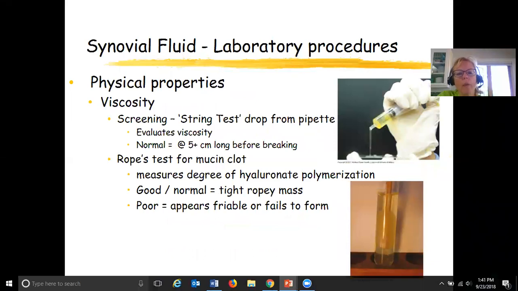And then when we talk about viscosity, we talk about the string test. All that is you just drop a drop from a pipette or a syringe, you measure it, and it's usually supposed to get longer than 5 centimeters before it breaks. If it breaks before that, then it's a positive string test. And then we do the ropes test for a mucin clot, and that talks about how much the hyaluronic acid has polymerized or come together. And if it's good, it's a tight ropey mass. If it's poor, the rope clot does not form, or it's really friable, falls apart easily.